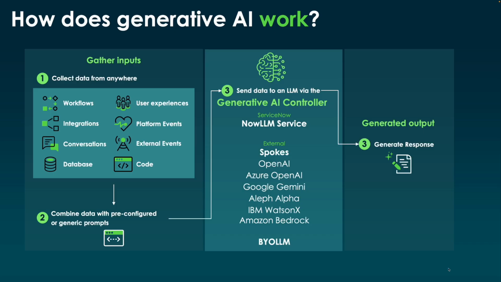Before we go into the instance itself, I want to set a baseline of what we'll be doing. Within ServiceNow, generative AI works in four primary steps. First, you gather inputs, collecting data from pretty much anywhere, internal or external to the system. This data is combined with pre-configured or generic prompts, which is then sent off to an LLM, which will generally be provided by a particular company. We provide out of the box the ability to connect to some OEM'd models or our Now LLM itself.